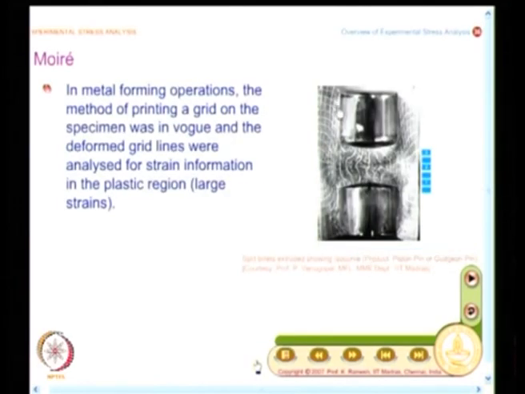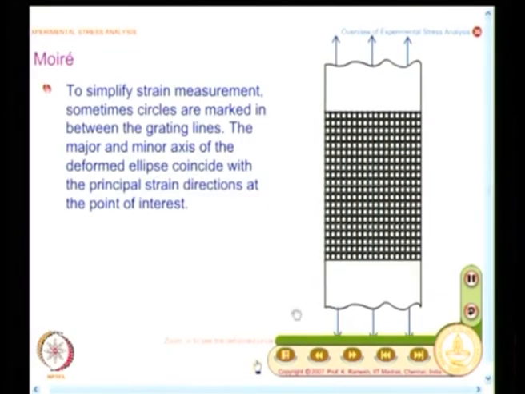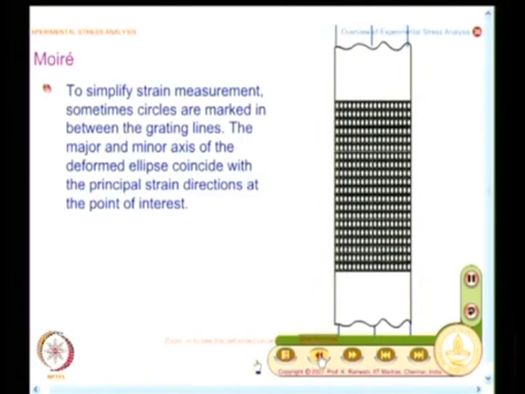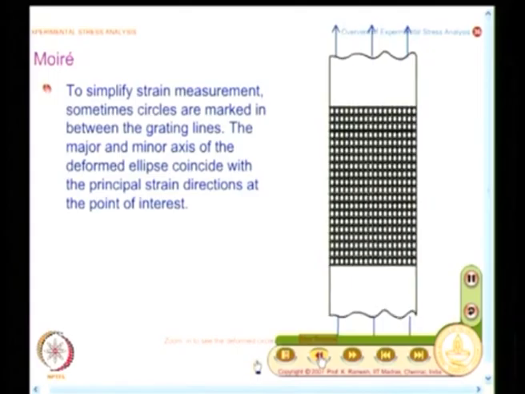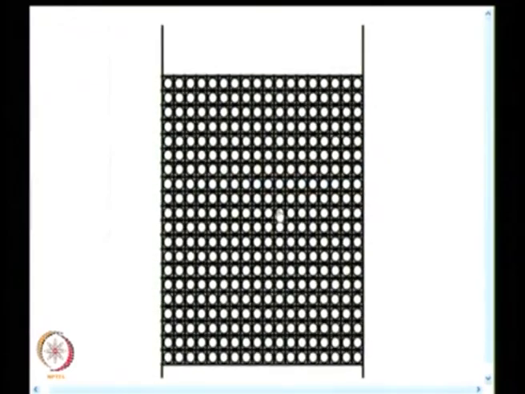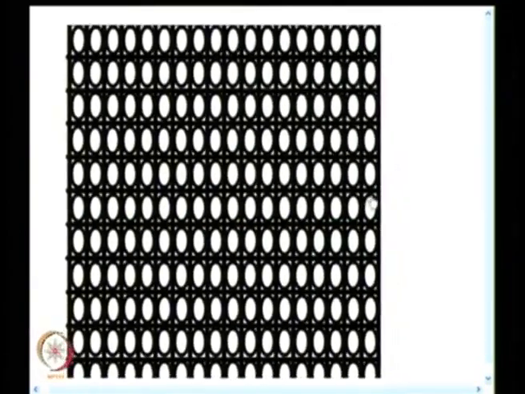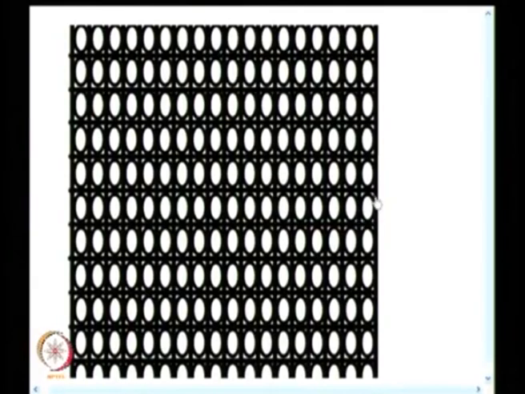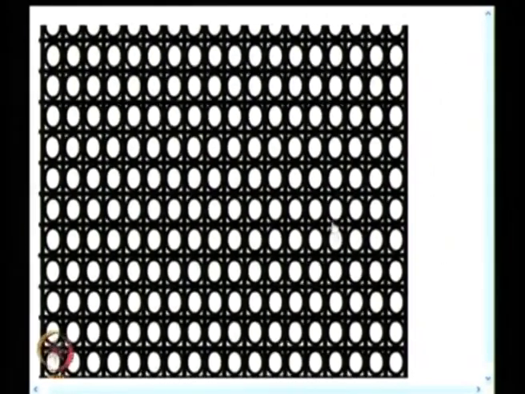And so, people have always put a grid, they have always wanted to find out very small deformation. This is for large deformation, it is okay. Now, to simplify strain measurement, what you can do is, not only the grid, in the grid you also put a circle. I will show a magnified view and then you see the animation two or three times, you will have an appreciation. I have circles marked and they become ellipses, circles marked become ellipses.